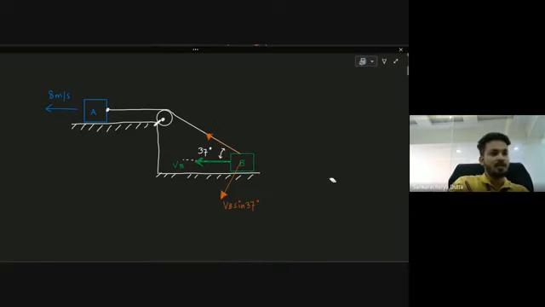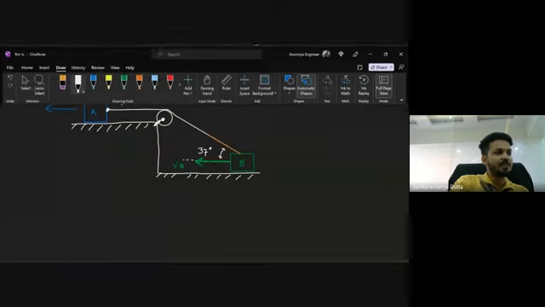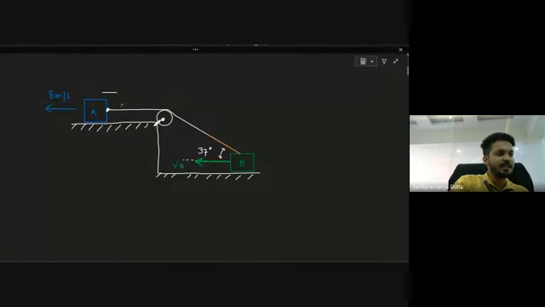So what people will generally do is this. They will say, sir, this particular point is moving with 8 meter per second in this direction. So I'm 100% sure that this point will also move in this direction with 8 meter per second. Well, that is correct. This point right here should move in this direction with 8 meter per second, otherwise the string breaks.